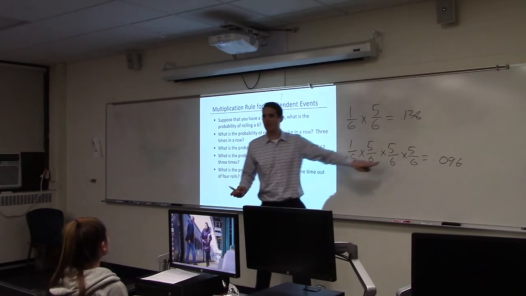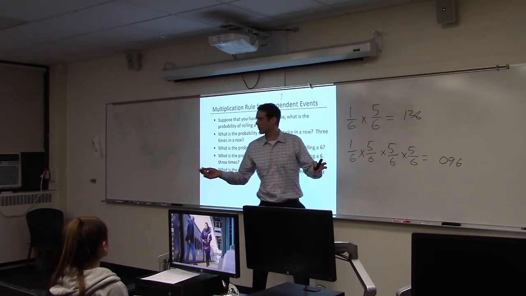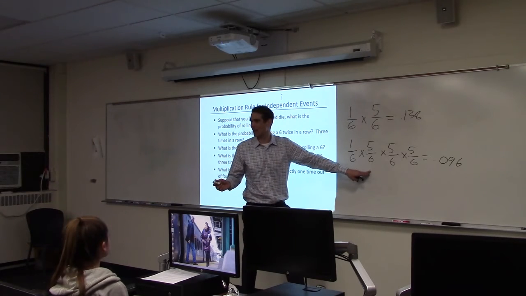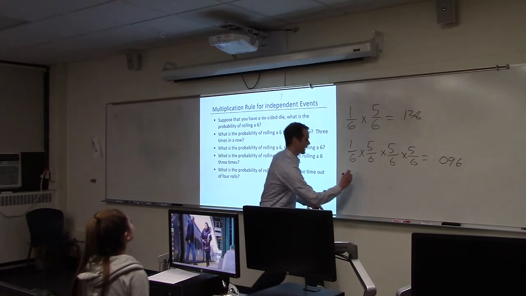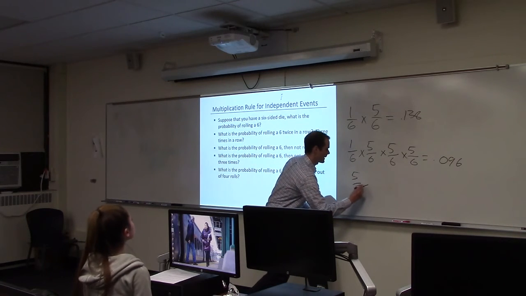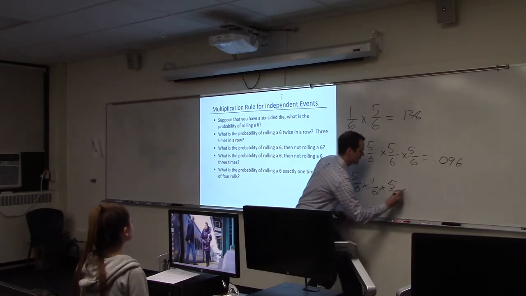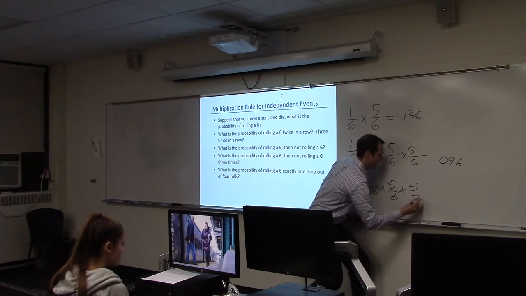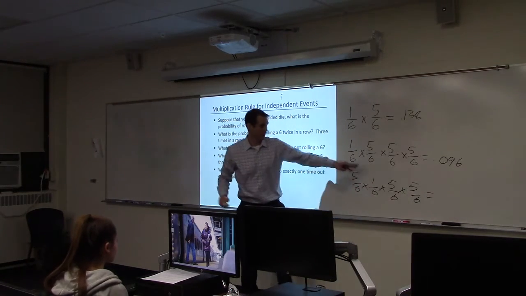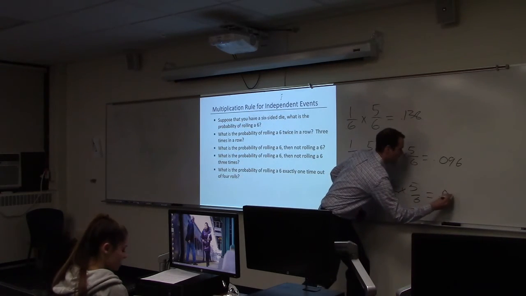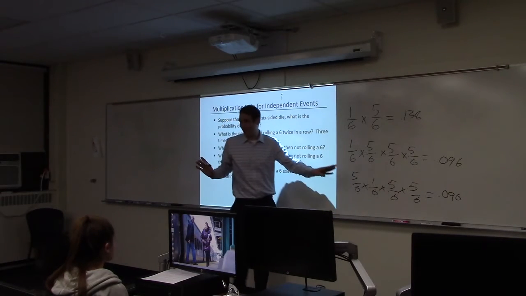Okay, so it could happen this way, and there's a 9% chance. Let's think about another way it could happen. What if it happened the second time? We could calculate that probability, right? We would say 5 over 6 times 1 over 6 times 5 over 6 times 5 over 6, and it would be the same thing, right? It would be 0.096.